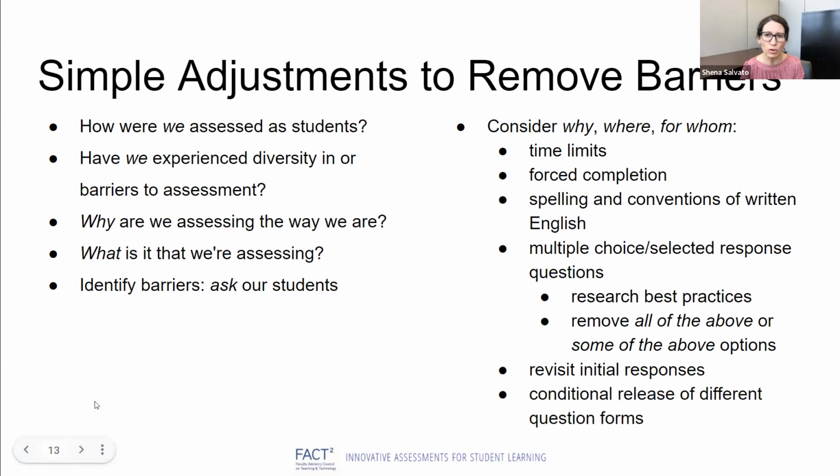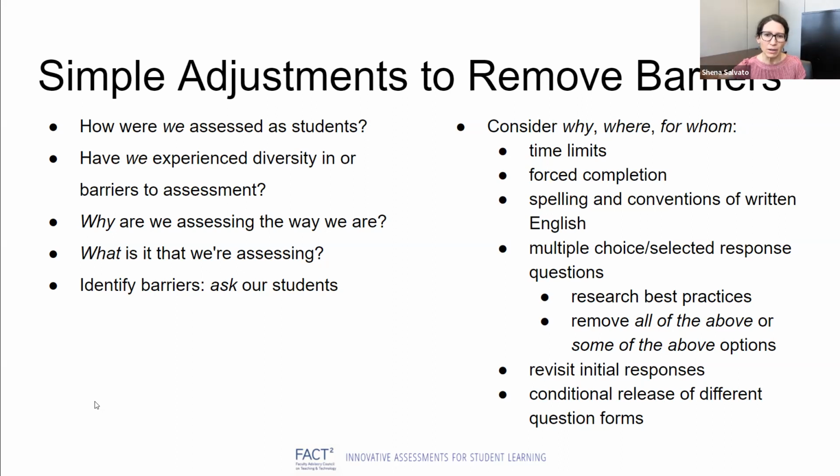Perhaps looking at forced completion, where it just shuts off, versus giving them a message, your time's up, but you can continue. Looking at those options of being able to stop and restart, looking at revisiting initial responses and being able to make changes. So for example, if an assessment particularly is online and students might go through the entire assessment and then remember something or rethink something from a previous question, giving them that opportunity to go back and make those changes.